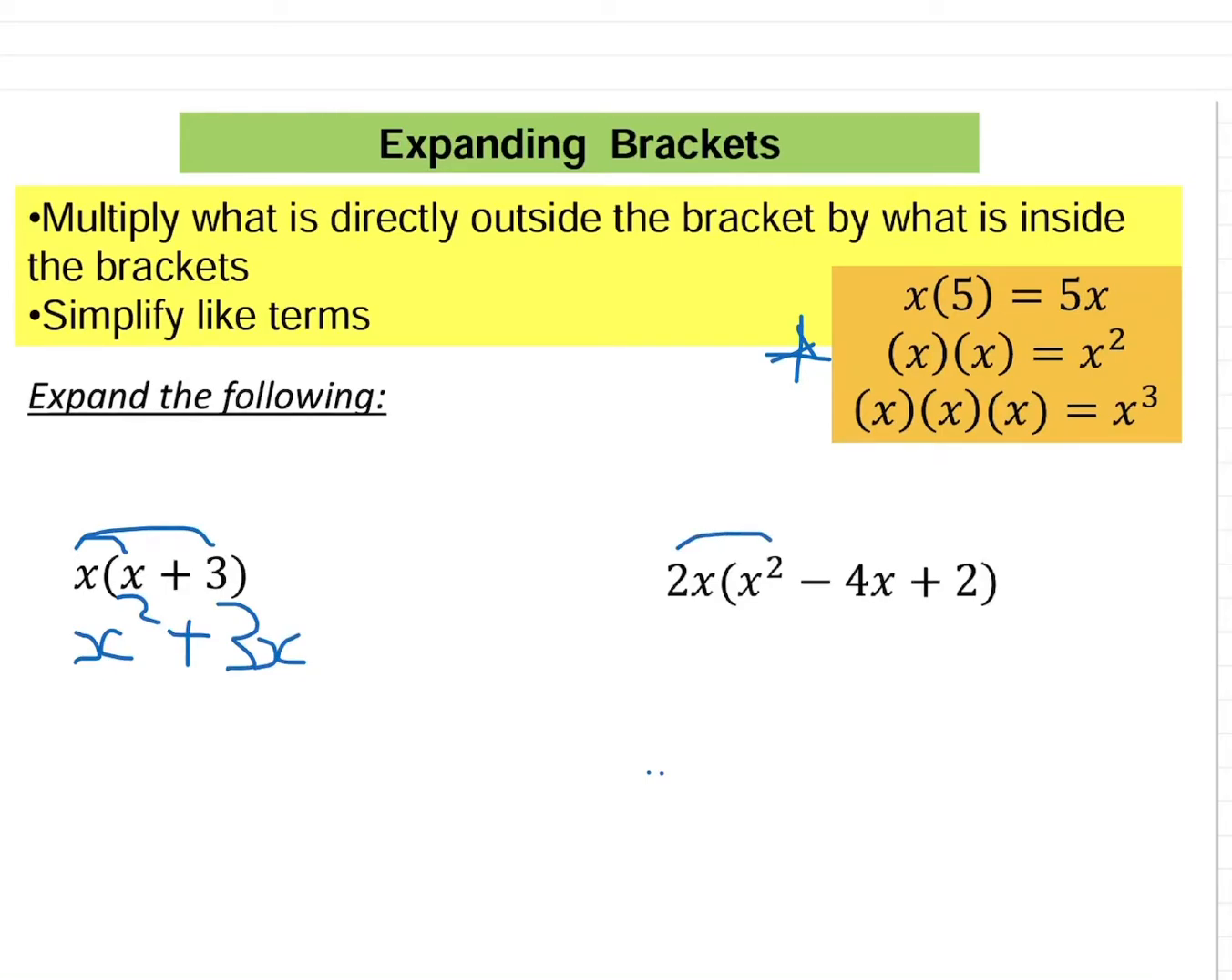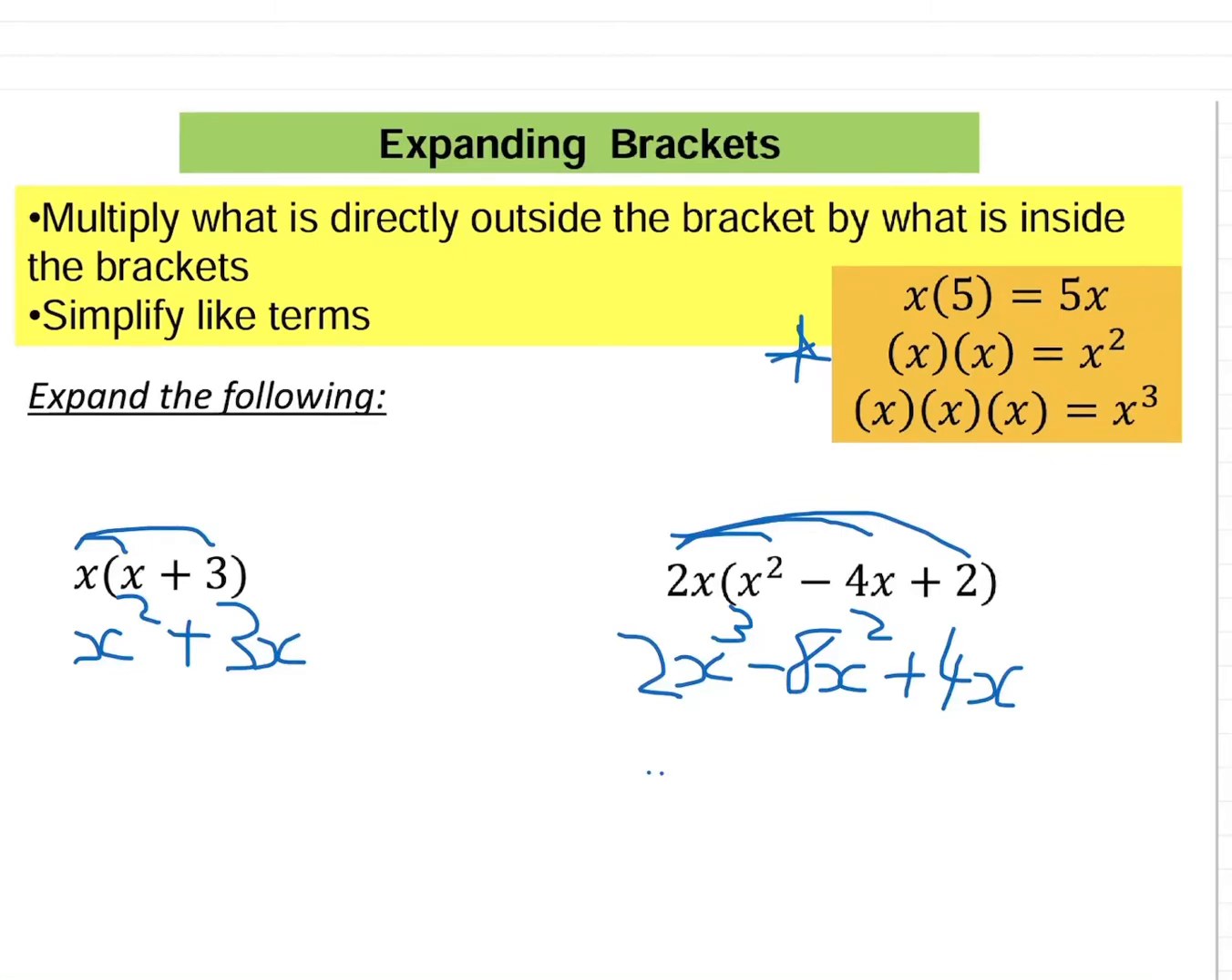So 2x times x squared. So first of all, we're going to have a 2, because we only have one number, but an x times x squared, that will get us x cubed, because there are 3 x's there. Now, when we do 2x times minus 4x, 2 times minus 4 is minus 8, and the next times next gets us x squared. And then 2x times plus 2, that will get us plus 4, and there's an x.